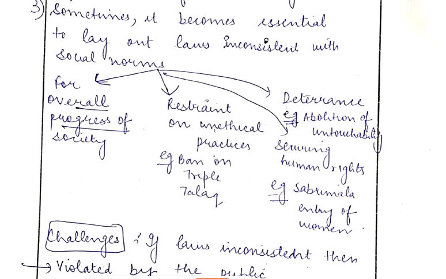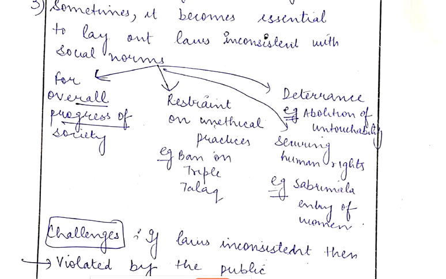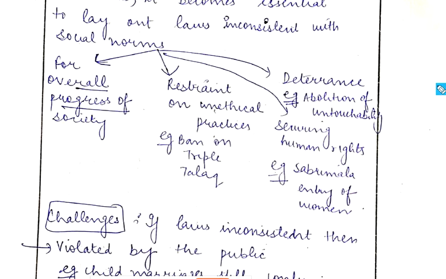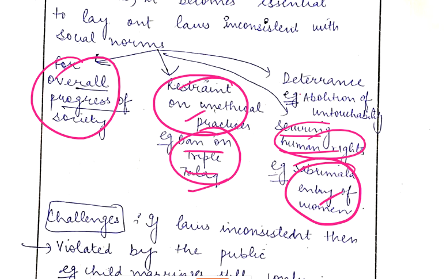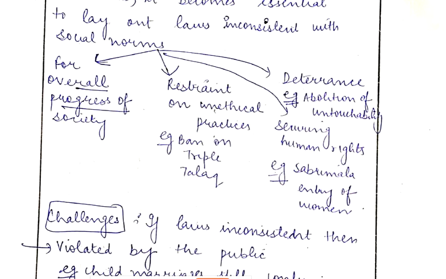So many times laws that are inconsistent with the societal norms are essential for the overall progress of the society. Restraint of unethical practice, for example, the ban on triple talaq. Securing human rights, for example, Sabarimala, entry of women. Deterrence, abolition of the untouchability act.